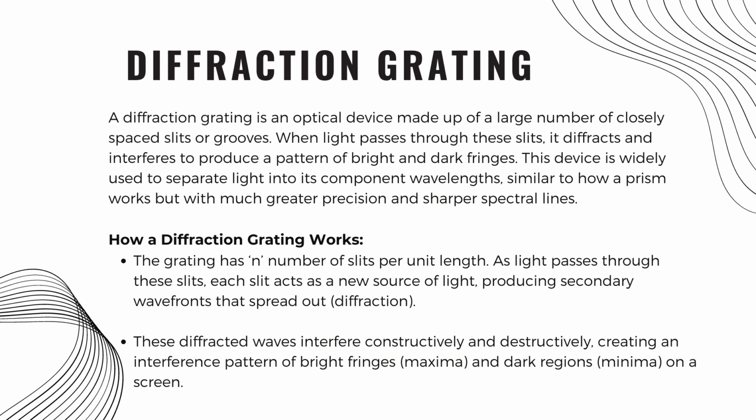How a diffraction grating works. The grating has a number of slits per unit length. As light passes through these slits, each slit acts as a new source of light, producing secondary wave fronts that spread out, diffraction. These diffracted waves interfere constructively and destructively, creating an interference pattern of bright fringes, maxima, and dark regions, minima, on a screen.